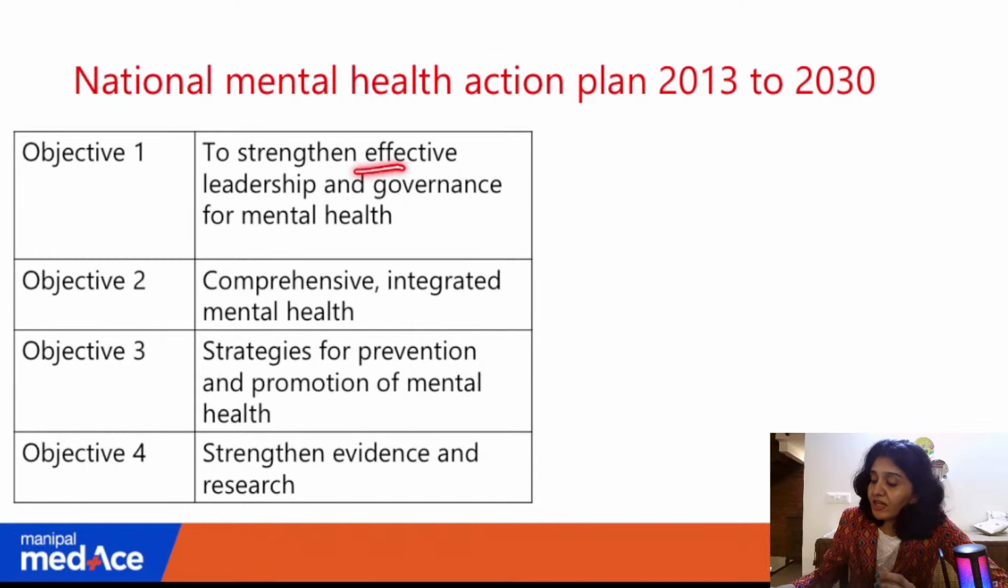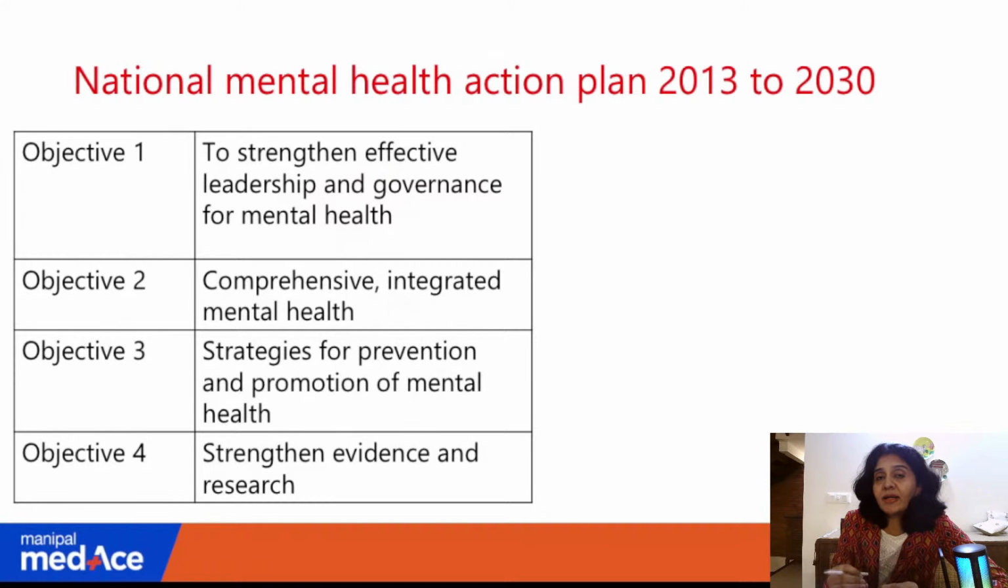To strengthen effective leadership and governance for mental health, this should be there, right? And comprehensive and integrated mental health. What is integrated mental health? The mental health care services should be integrated with general health care services. So mental hospital should not be an isolated hospital. It should be within the general health hospital, right? Otherwise there is stigma, right?